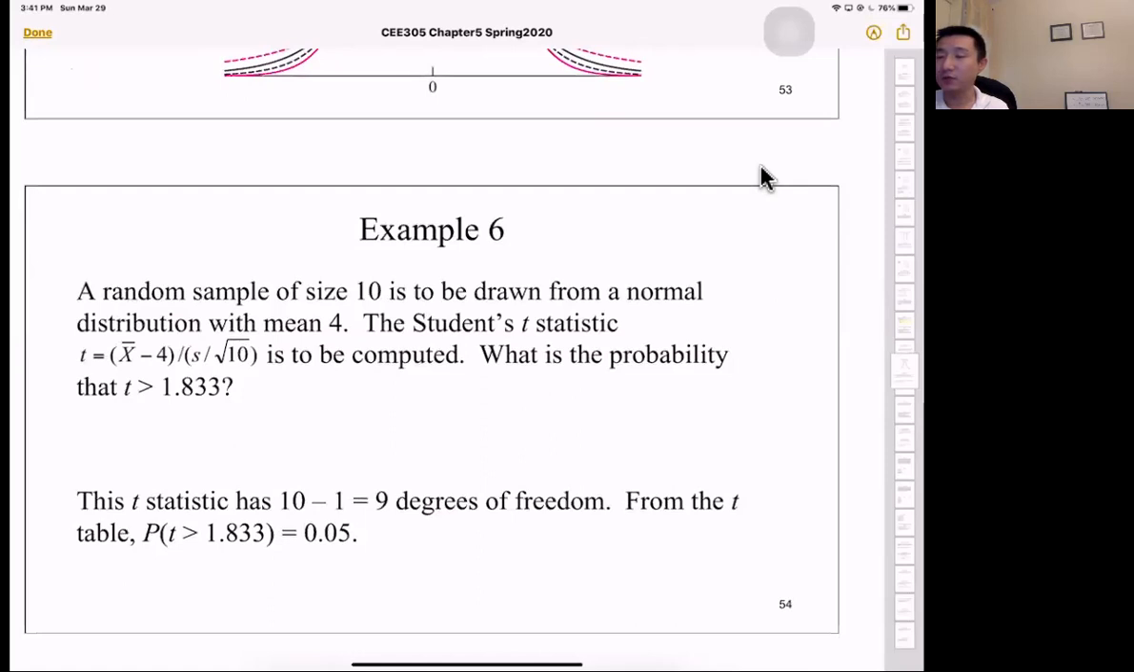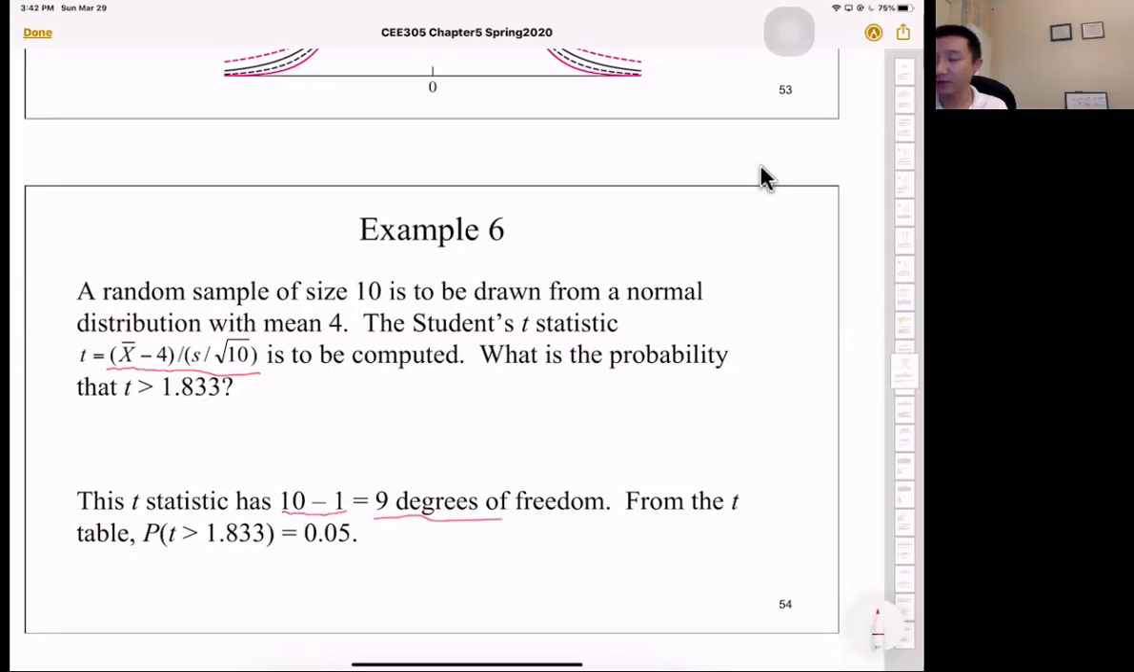Okay, so then let's do a question together. A random sample of size 10 is to be drawn from a normal distribution with a mean sample of 4. If Student's t statistic t-value is calculated as this, the question is asking what is the probability of t larger than 1.833. So what we do is we calculate the degree of freedom, which is n minus 1. So 10 minus 1 is equal to 9 degrees of freedom.